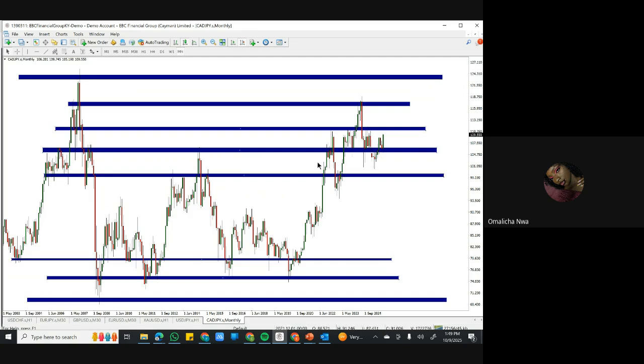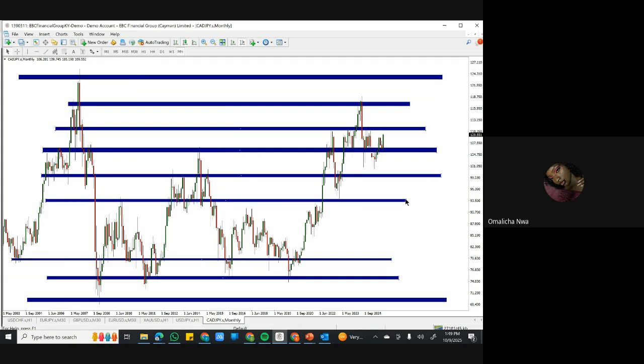This is an area of resistance, right? This is an area of resistance. Let's get another area of resistance. This is another area of resistance. Price has resisted here a couple of times.